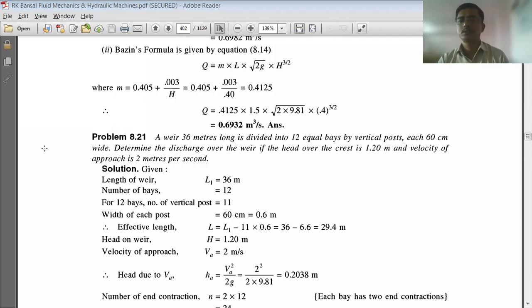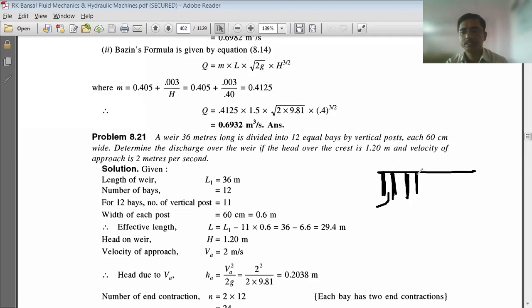See here, this is somewhat difficult, or rather somewhat different type of problem. A weir 36 meter long is divided into 12 equal bays by vertical posts. The weir is divided into 12 equal bays. What are bays? The places through which water passes. This is one part through which water passes, this is the second part. This is one bay, this is the second bay. Okay.